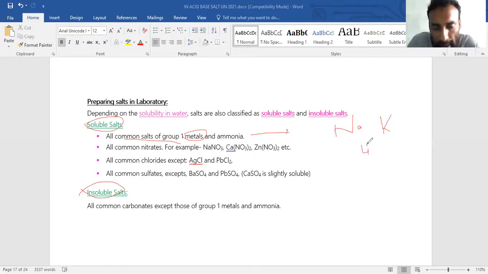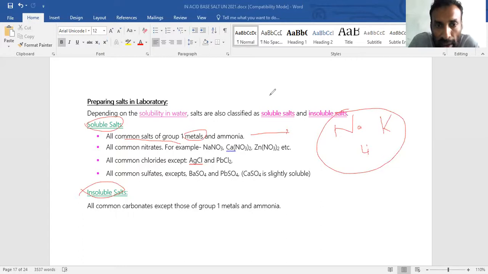And with these 3 metals, if you get any salt, suppose sodium chloride or potassium chloride or lithium chloride, or it could be sodium sulfate, potassium sulfate, lithium sulfate, or it could be sodium nitrate, potassium nitrate, or sodium carbonate, potassium carbonate. And these are all salts with sodium, potassium, and lithium. They are all soluble. I mean, if you get these 3 with any compound, they dissolve in water.